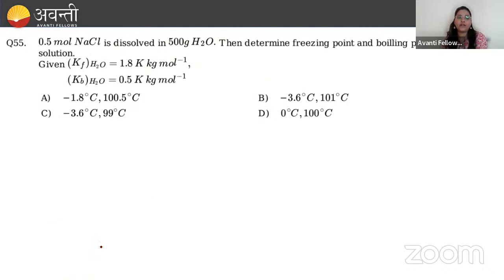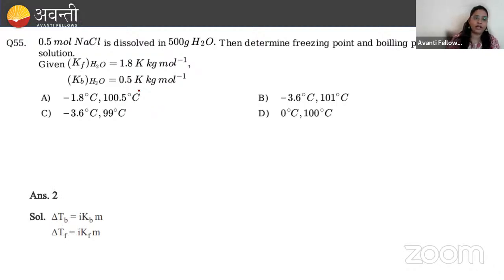Okay, 5 mole of NaCl is dissolved in 500 gram of H2O. Determine the freezing point and boiling point of the given solution. So can you tell me the formulas for this? You know our formula, delta TB is equal to Kb into m, and delta TF is equal to KF into m, right? So you can use those formulas and you can calculate the boiling point as well as the freezing point for a given compound. So here let's solve this.